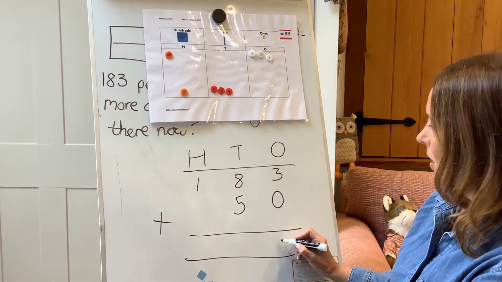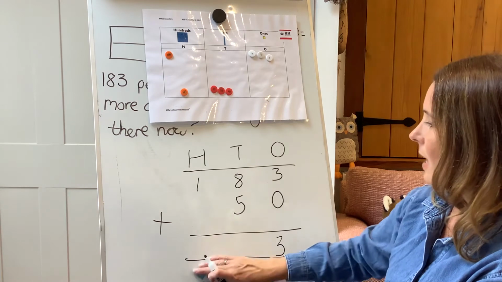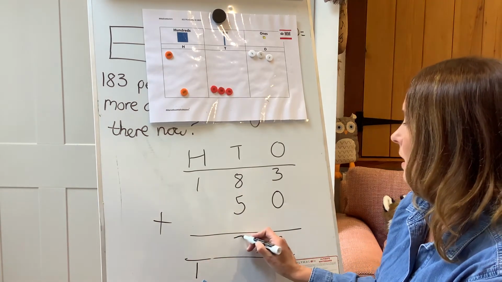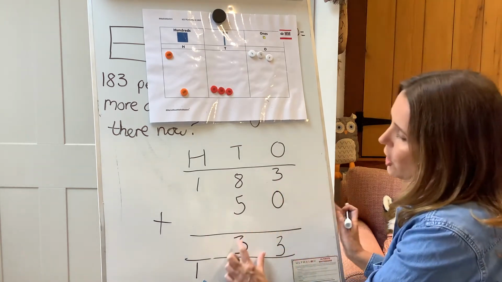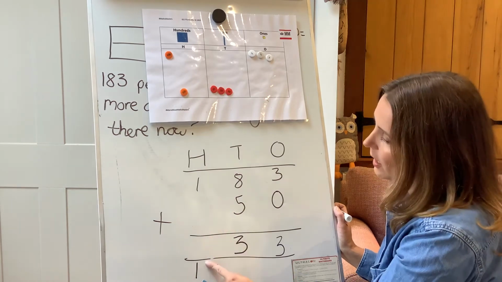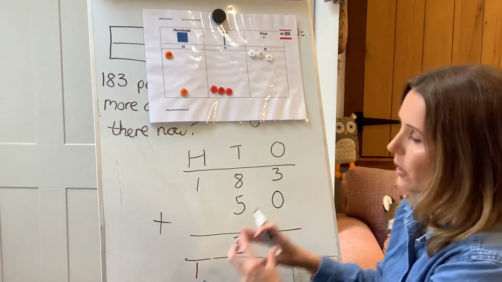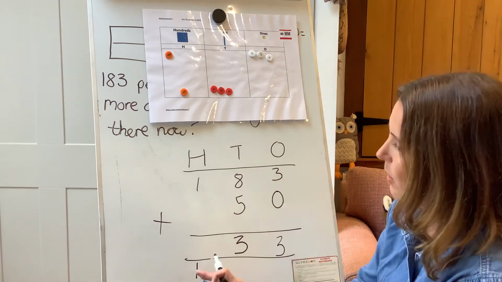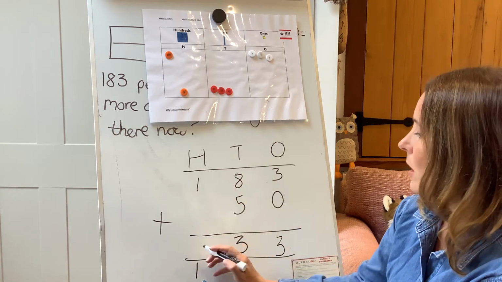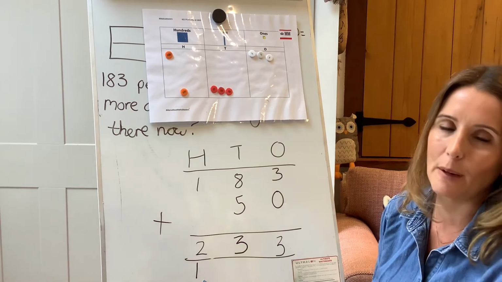So 3 and 0 makes 3 ones. 8 tens and 5 tens makes 13 tens. So I'm exchanging that 10 tens here to make it 100, I'm not putting 10 in there, I'm just putting 100 because those 10 tens that I've just made are equal to 100, and then I can do this calculation here. 100 and 200 and 33 is equal to 233 at the rally now.